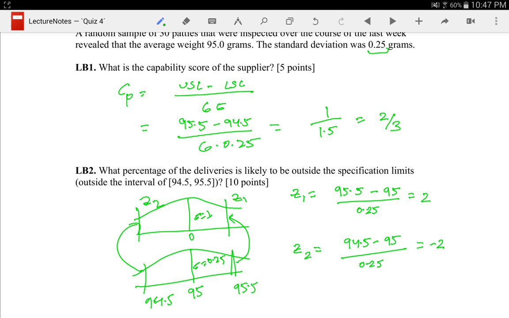So we are concerned with the value outside these lines, minus G2 equals minus 2, so this comes out to be about 2.28%. You can do the math yourself, but as I know this is symmetric, I could just multiply it by 2 and get an answer of about 0.0456.